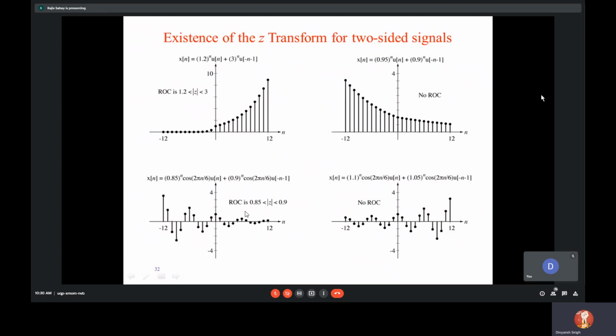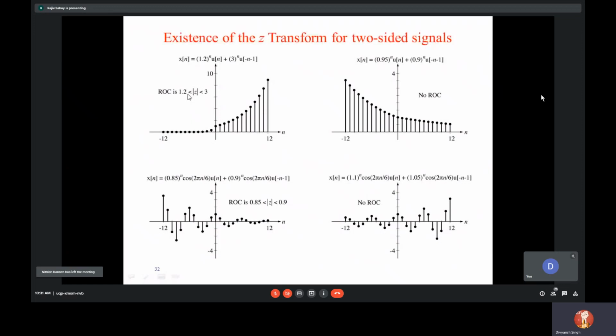Will the DTFT exist for these two signals? Anyone? Can you explain why? The DTFT is the case when the modulus of z is 1. Very good. So here the ROC is beyond 1.2, it is greater than 1.